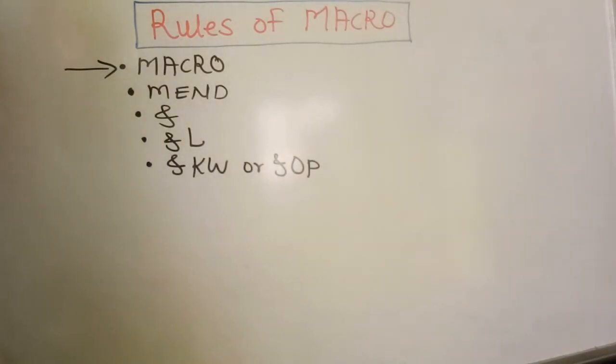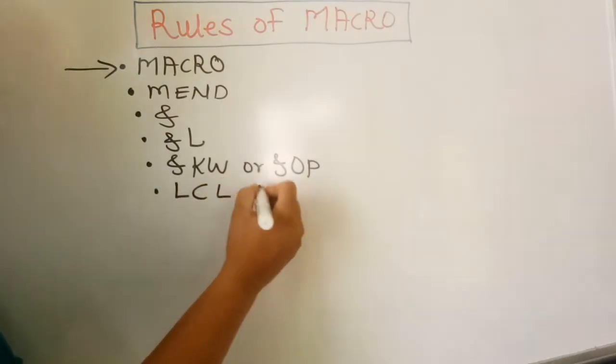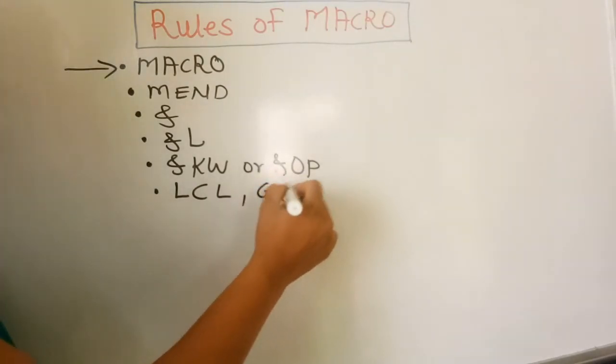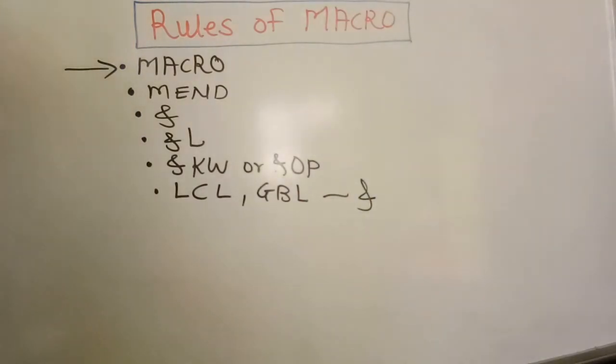Then what is the next? A variable declared with LCL is a local parameter and GBL declares the global parameters, and they should be preceded with the ampersand sign. Local means LCL, and global means the global parameters, and they should always start with the ampersand sign.